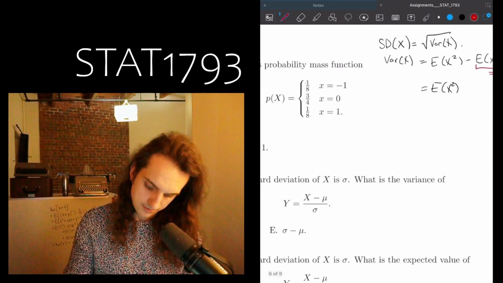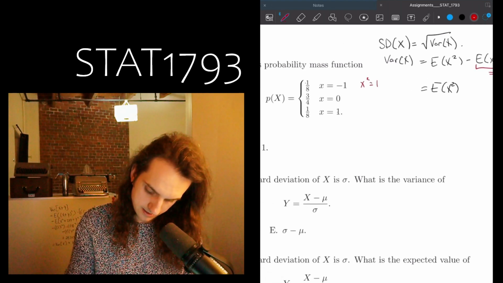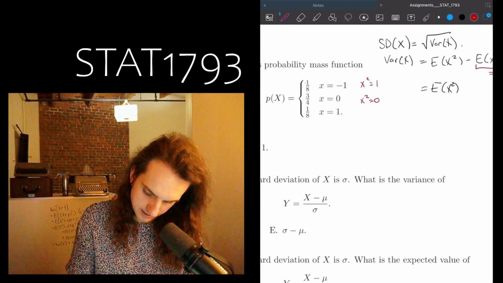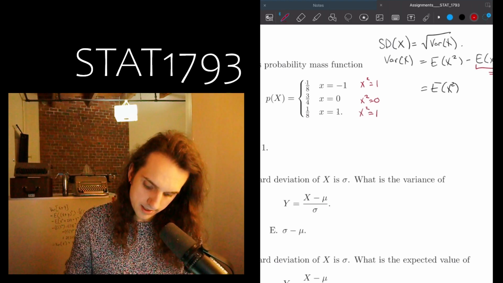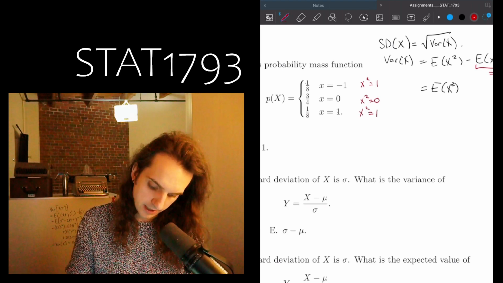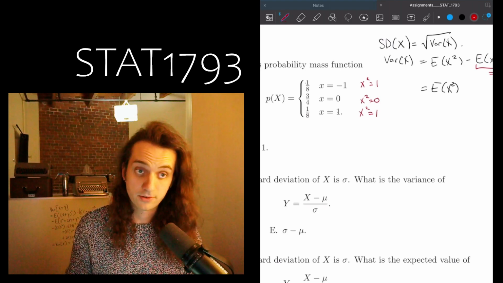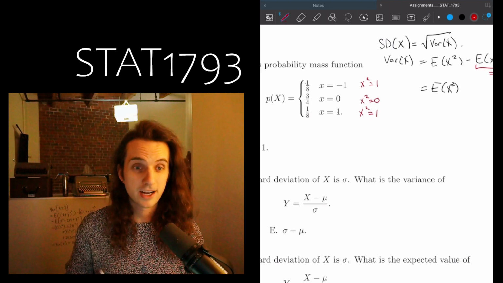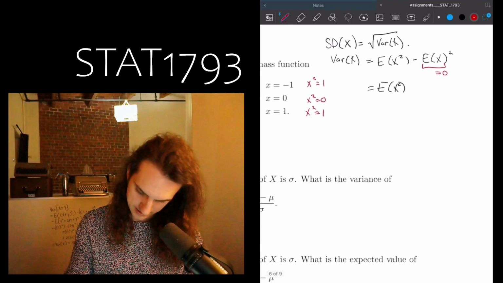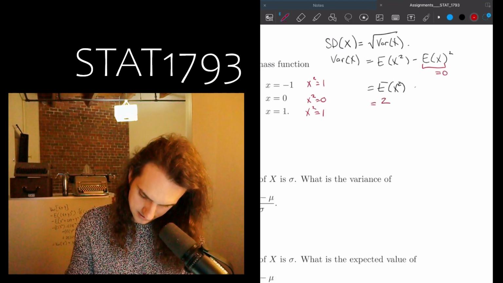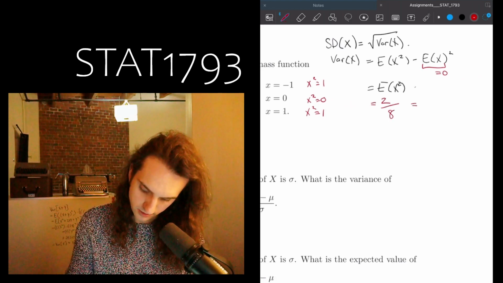To find this, we can think about taking x squared here is going to be 1, x squared here is going to be 0, x squared here is going to be 1. So then we have 1 times 1 over 8 plus 0 times 3 over 4 plus 1 times 1 over 8. That's 2 over 8, right, so this is 2 over 8, which is 1 over 4.